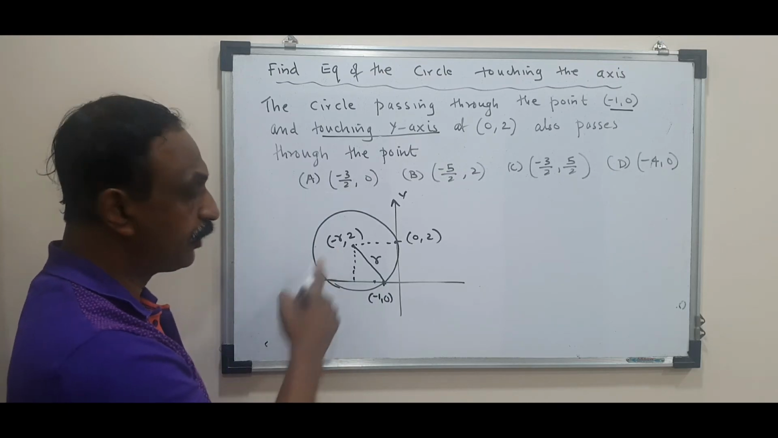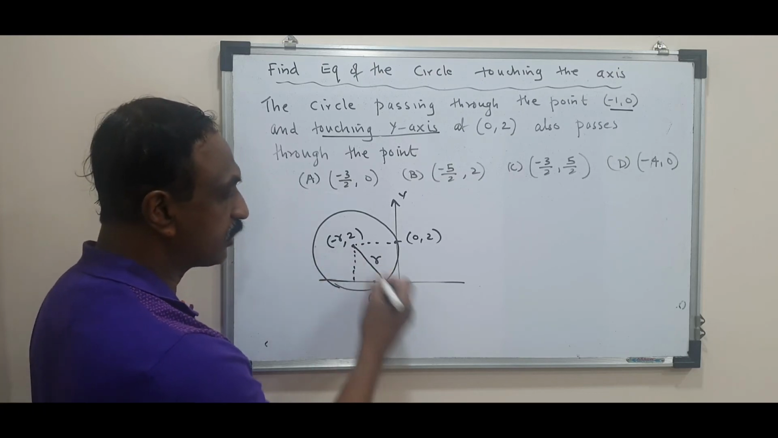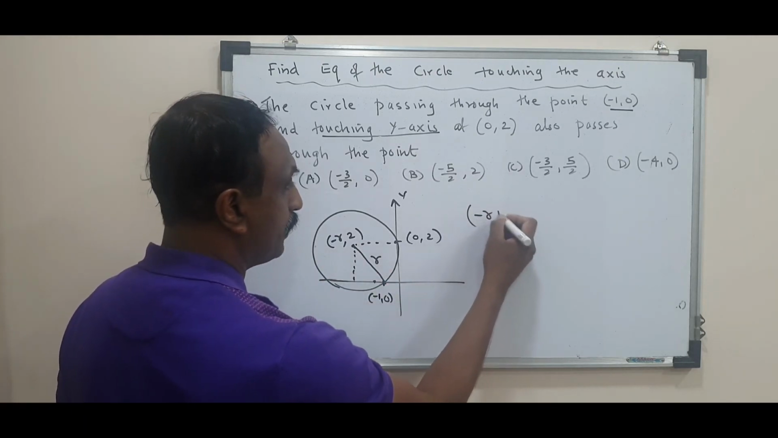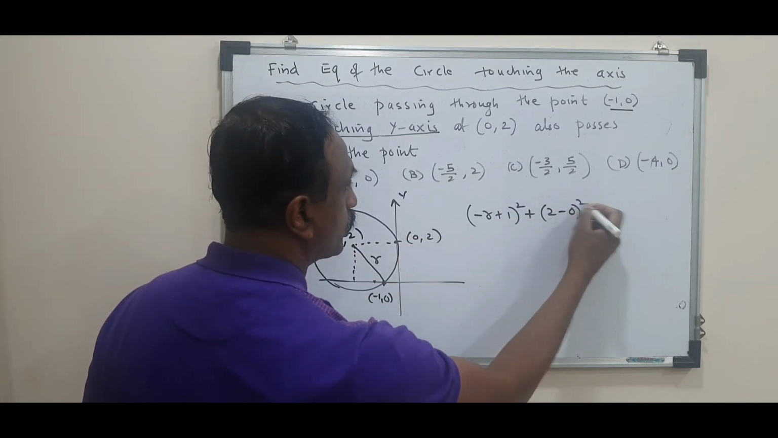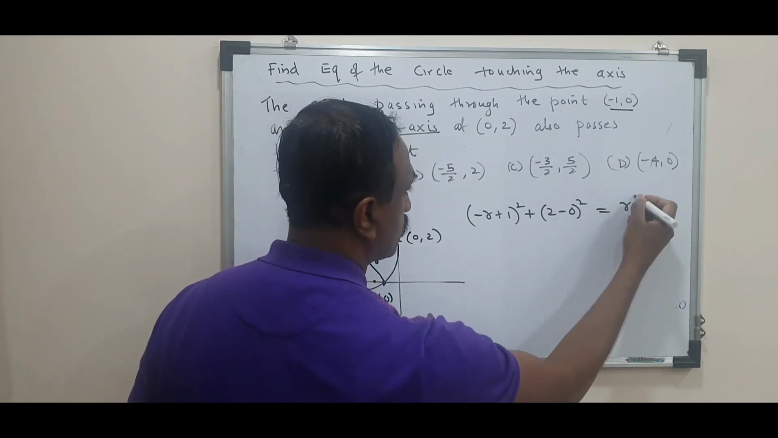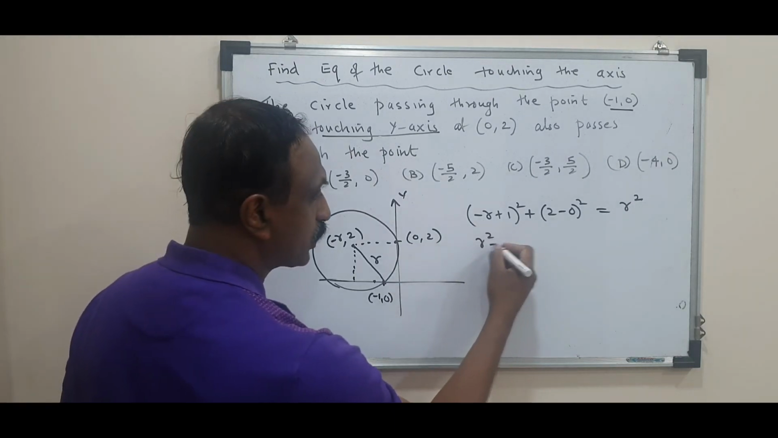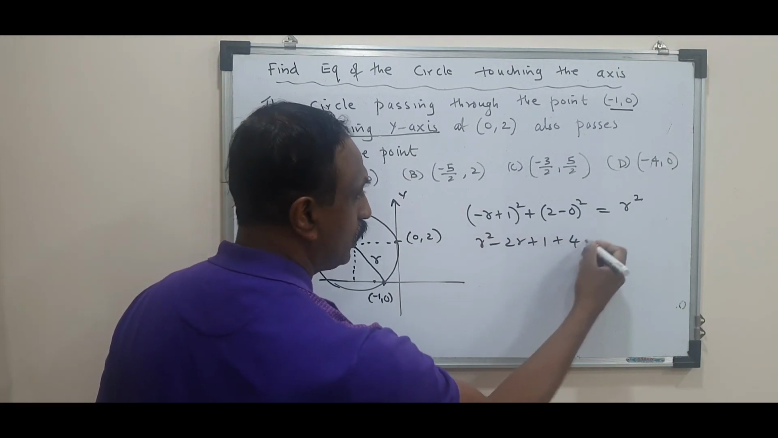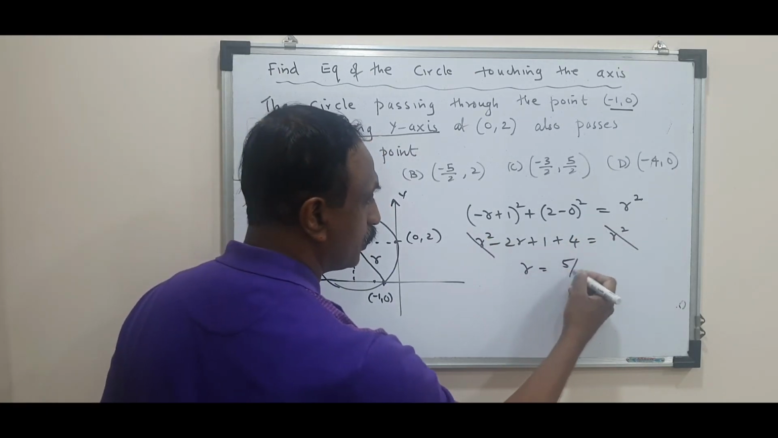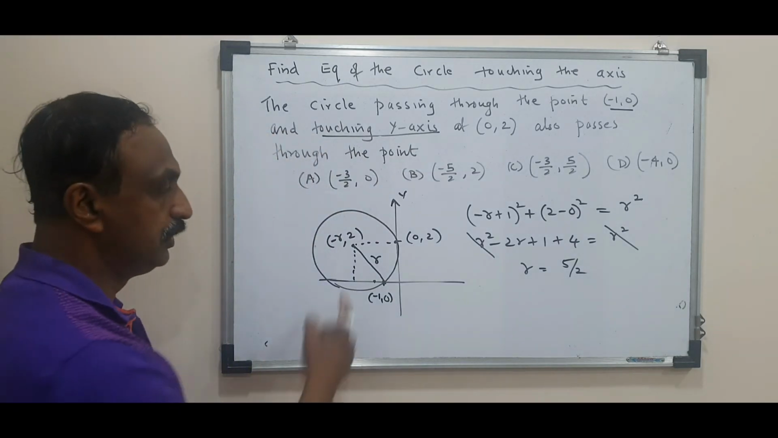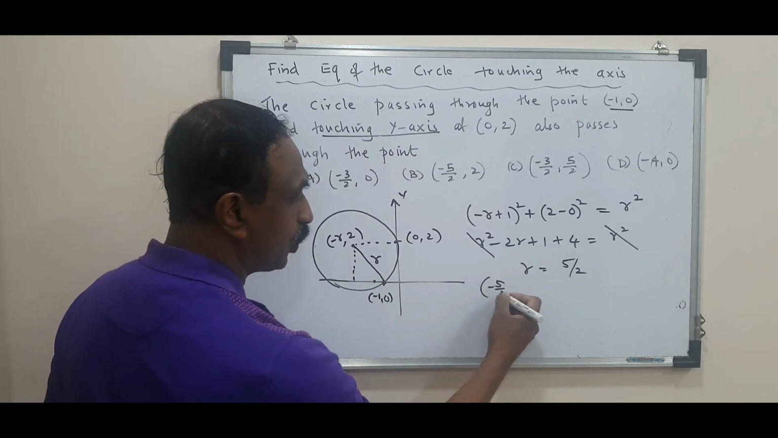So what can we apply to find out r? The distance from the center to this point should be equal to the radius. So the distance from these two points: (-r plus 1) the whole square plus (2 minus 0) the whole square should be equal to the radius. It's supposed to be the square root, but I squared both the sides. On expanding this, r square minus 2r plus 1 plus 4 equals r square. Now r square and r square get cancelled, so r is 5 by 2. So the radius of the circle is 5 by 2, and the center can be written as -5 by 2, 2.